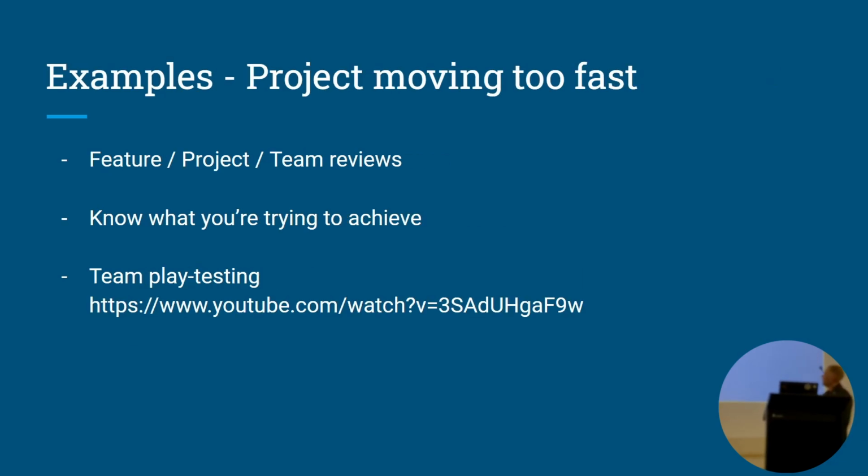So this is another slide to do with the concept we talked about, projects moving too fast. It's really important to have feature or project or team reviews so you can break down what's working well and what's not. And then those things that aren't working so well, they then become the criteria for the subsequent talk, right? So you can measure your progress if things are getting better. But also trying to make sure you know what it is you're trying to achieve.